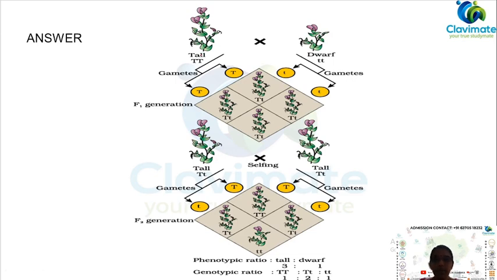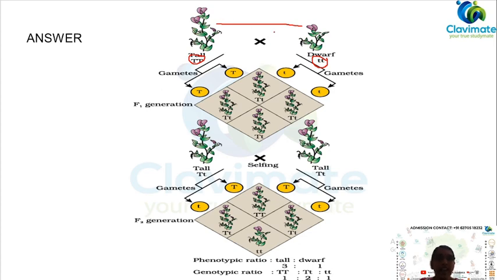Here is the tall pea plant, capital T, which is the parent, and the dwarf pea plant, which is small t, which is another parent. As you saw earlier, these both have to be true breeding. So it is T, for sure. It is tall. It is not T, small t. It is T, and this is small t.